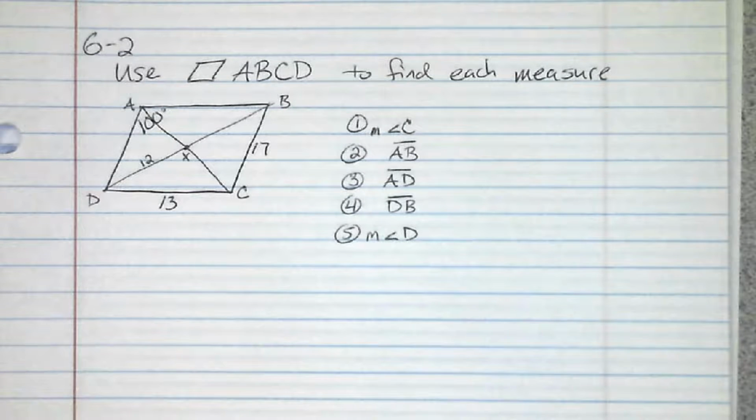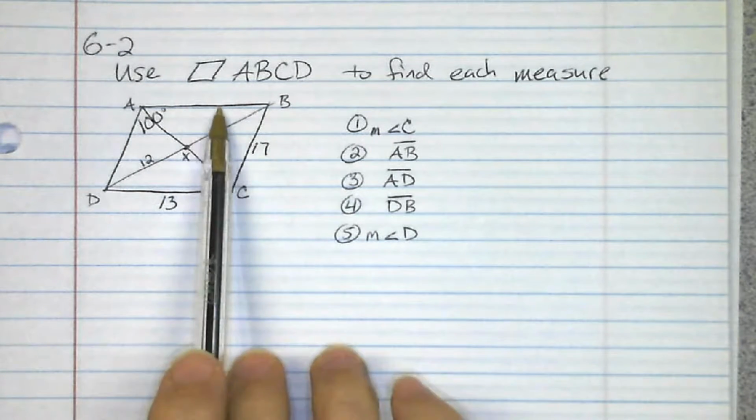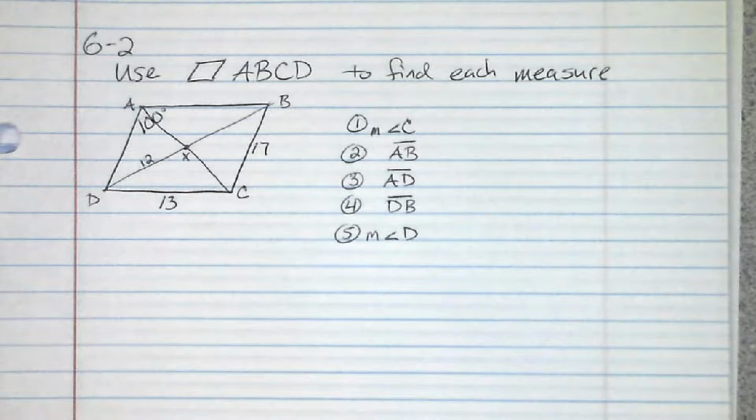If a quadrilateral is a parallelogram, then its opposite sides are congruent. Left and right are congruent, top and bottom are congruent, not necessarily to each other. So these would be congruent, these would be congruent, but not necessarily these. Just opposite sides. Next, the opposite angles are congruent.